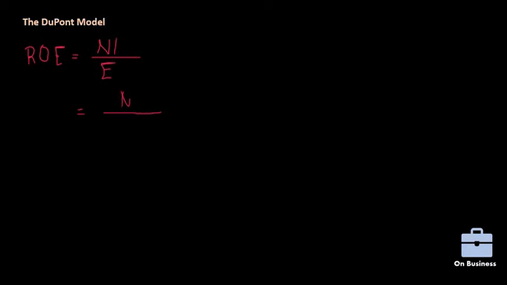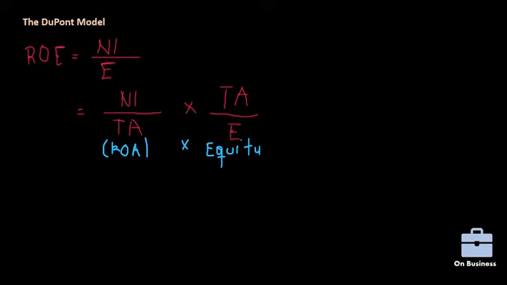ROE is net income over equity, but we could also rewrite it as net income over total assets, which is the return on assets, multiplied by total assets over equity, which is equal to the equity multiplier. And this means that the more the firm has debt instead of equity, the less the denominator is going to be, then the bigger this ratio is going to be, and the bigger return on equity we have.